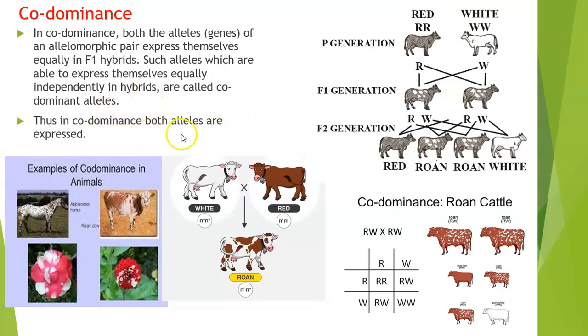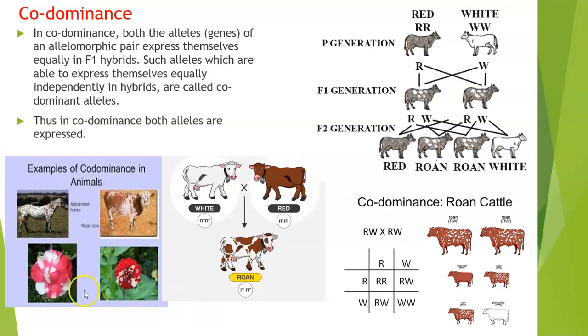Both are getting expressed in the F1 hybrid, and hence the term codominance. So thus you can conclude in codominance both the alleles are expressed. None of it is suppressed as per our law of dominance. Here I have shown you a few examples of animals showing dominance. Here you can see the flower.